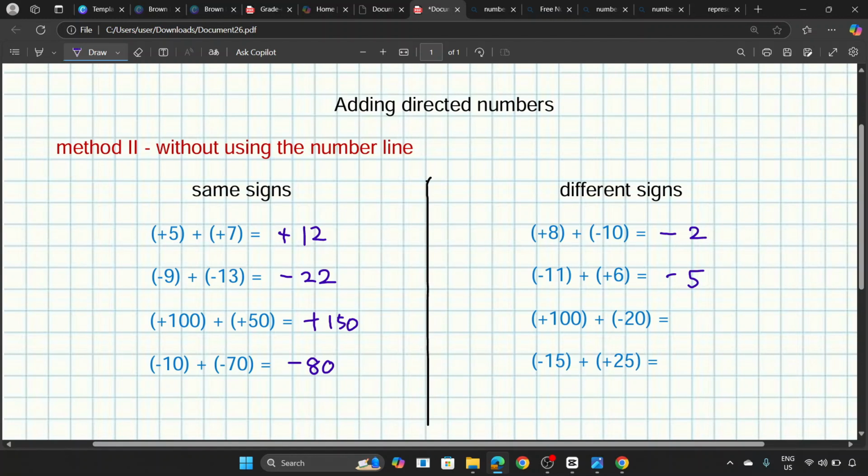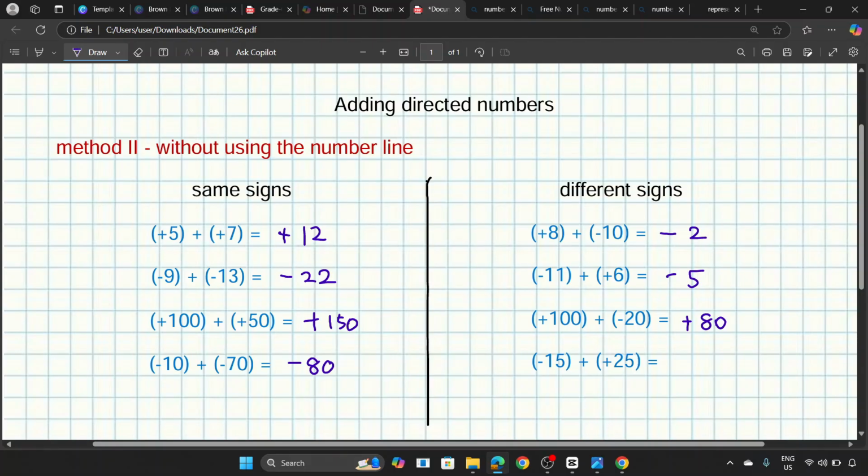Fourth one, positive 100 plus negative 20. What is the sign of the largest number? Yes, it is positive because the largest number is 100. Its sign is positive. We have to write that sign, positive sign. Now, as the signs are different, we have to do subtraction. 20 from 100. The answer is 80. Positive 80.